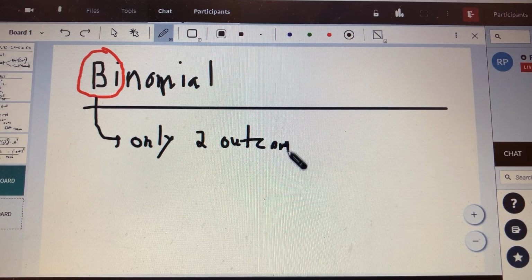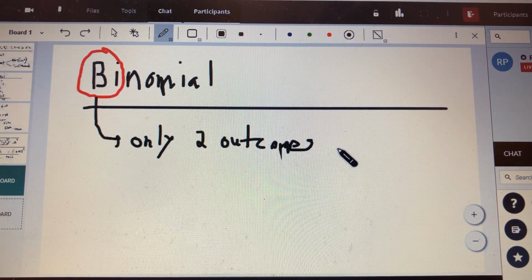The classic example is flipping a coin. Heads or tails is all that can happen. That's two outcomes. If you roll a die and try to get a 1, 2, 3, 4, 5, or 6, that's not binomial because now you have 6 outcomes. Now, sometimes you can take something that's not binomial and turn it into binomial.